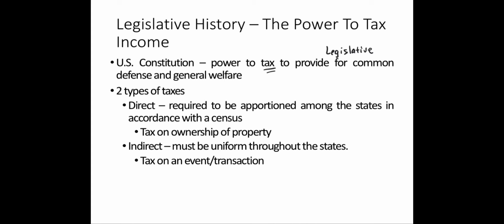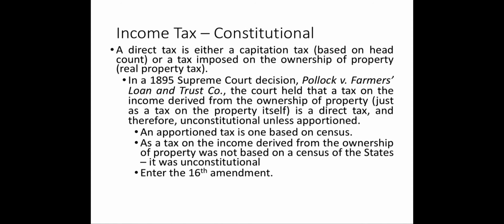And that creates issues of fairness. You're making people in Pennsylvania pay $100 per person, and then you're making people in Georgia pay $1,000 per person. And that creates issues. So that's what this direct and indirect tax distinction does. So let's talk about that. A direct tax is either a capitation tax based on head count, just like we had in our example, or a tax imposed on the ownership of property, a real property tax.